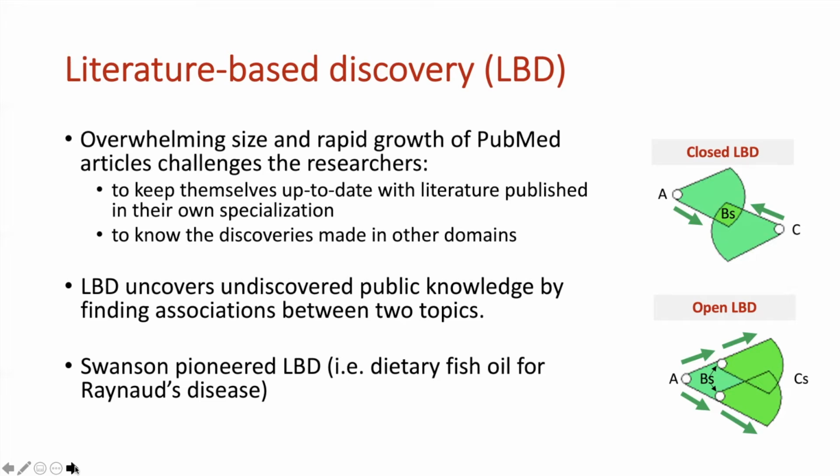In closed LBD, there are two input terms, A and C terms, to find the intermediate B terms. In open LBD, there is only one input, that is the A term. First, it finds significant B terms that are associated with the A term. Then it finds significant C terms that are associated with every B term.